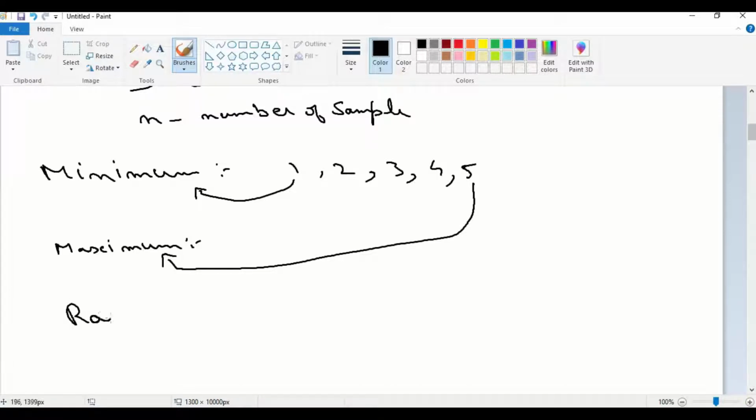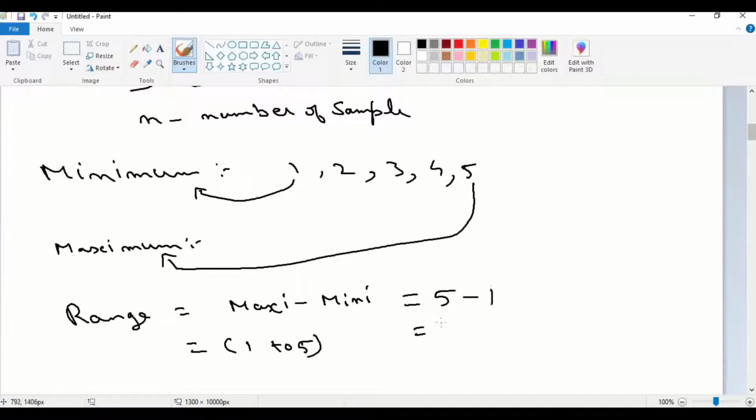Next comes range. Range is a difference between this maximum and minimum. It is a difference between the maximum and minimum. Here the range is between 1 to 5. So maximum 5 minus minimum 1, which is 4. So the range is between 5 minus 1, which is 4. So for the given sample, the range is 4.